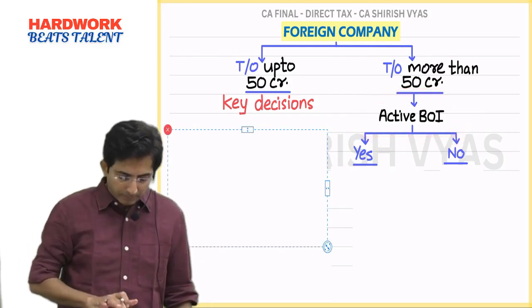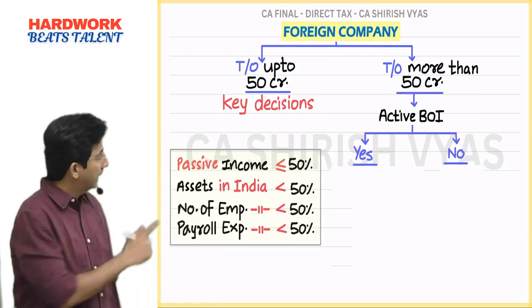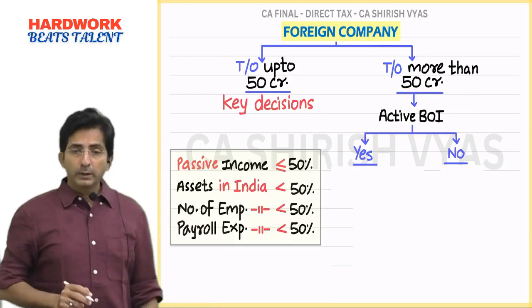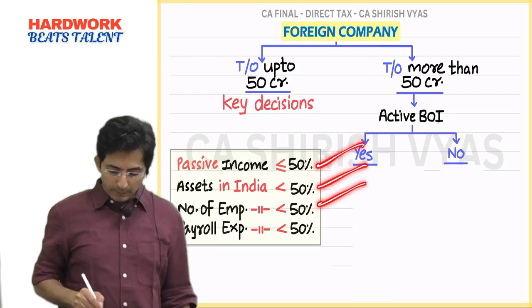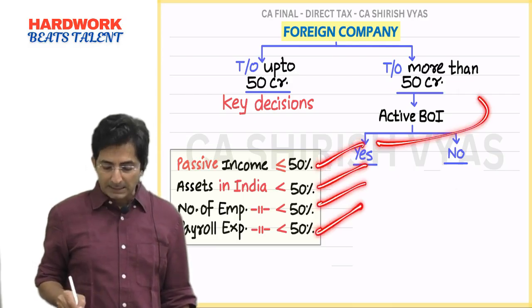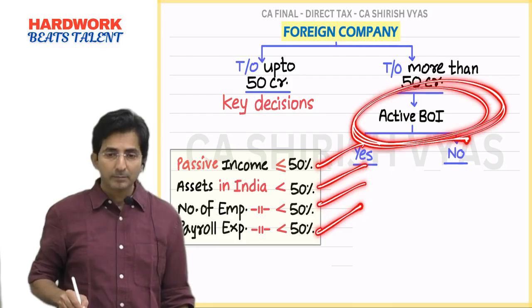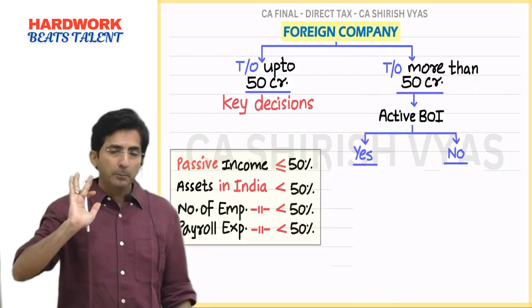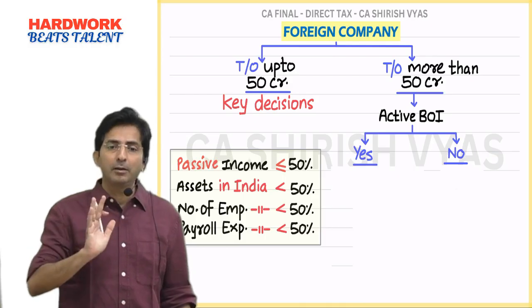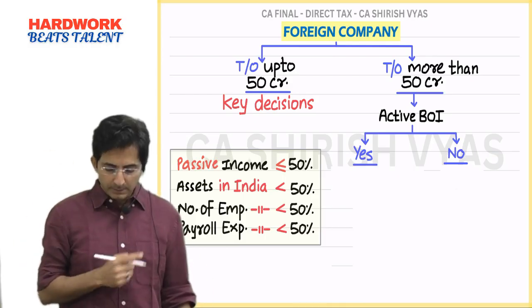See here, there are 4 conditions. If all the 4 conditions are satisfied, they will pass which test? Active business outside. And passing this test is good for them, they will become NR. Check what the conditions are.